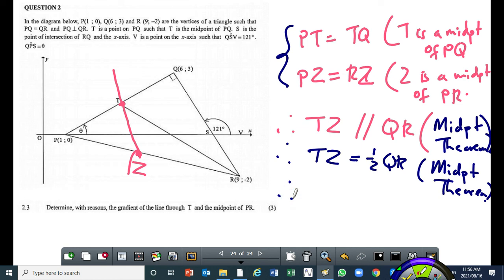Therefore, the gradient of TZ will be equal to the gradient of QR, which was minus 5 over 3. And you can give a reason here and say TZ is parallel to QR because I have proved it there based on the midpoint theorem. If you are answering questions on analytical geometry, your knowledge of Euclidean is required. You cannot take that away from questions on analytical.